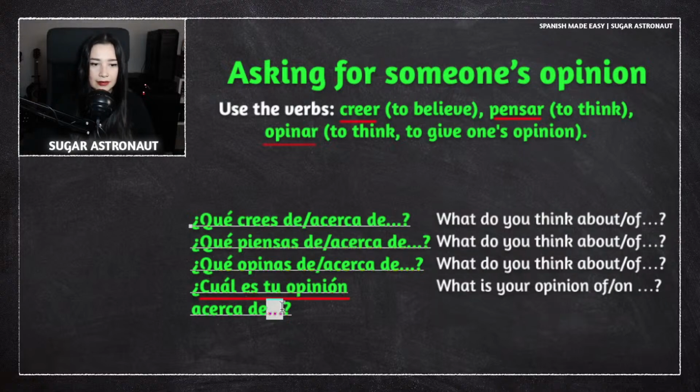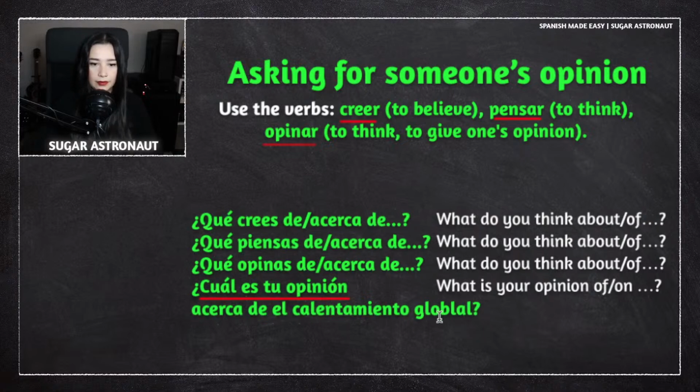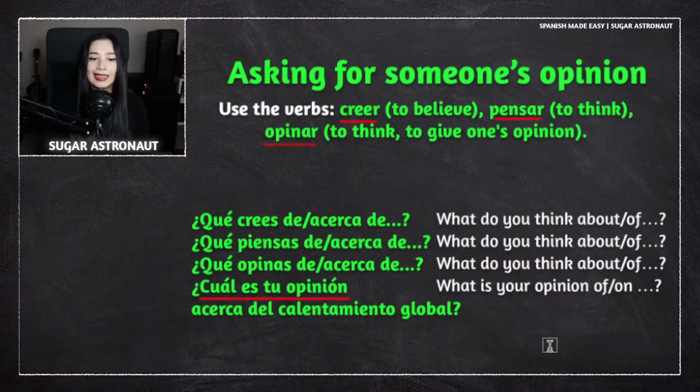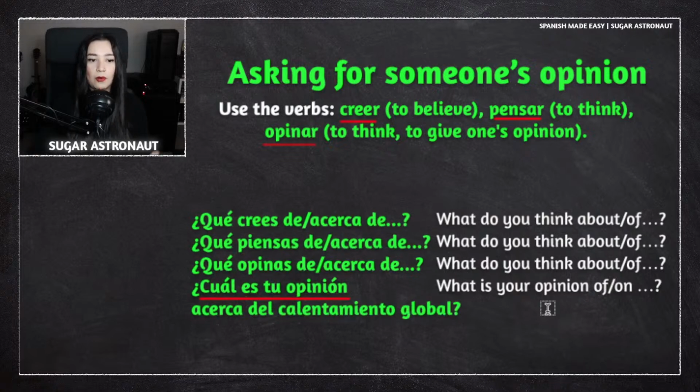Acerca de mí, or acerca de el calentamiento global. Okay, global. ¿Cuál es tu opinión acerca del, remember that this becomes one word, del calentamiento global? What is your opinion on global warming? Global warming, sorry. So, calentamiento global means global warming. But yeah, so, ¿cuál es tu opinión acerca del calentamiento global? What is your opinion on global warming?